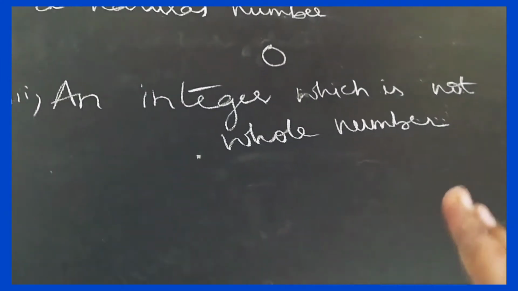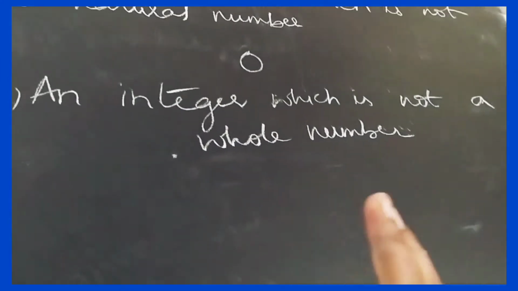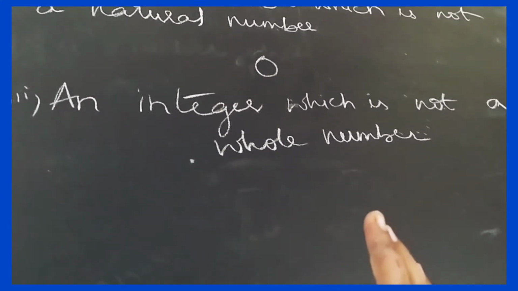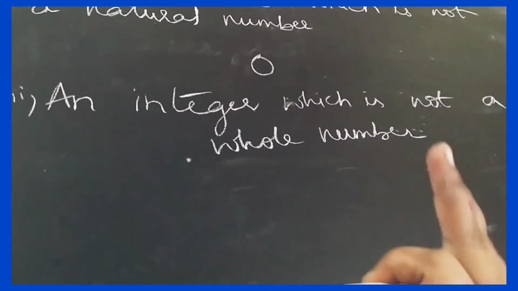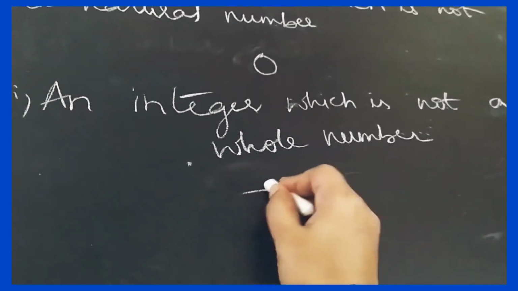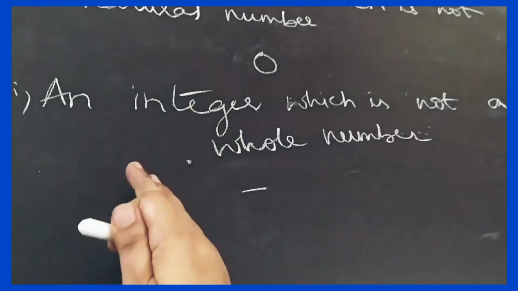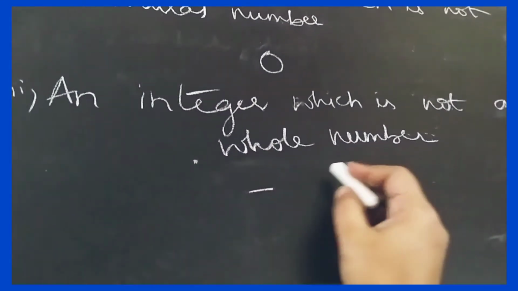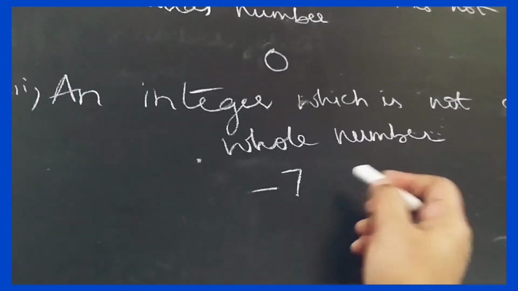So third one is an integer which is not a whole number. Okay, we know that all the whole numbers are non-negative numbers. Okay, all the whole numbers 0, 1, 2, 3, 4 are non-negative. Okay, when we apply minus to these numbers, this number will become an integer, not a whole number. So I am writing here -7. Okay, any number you can write.